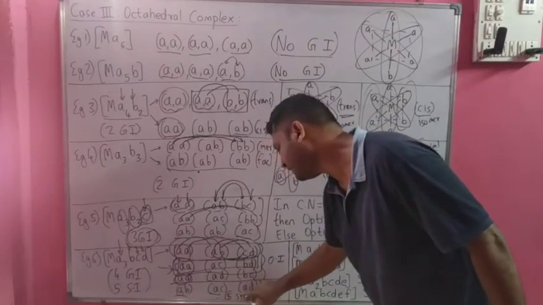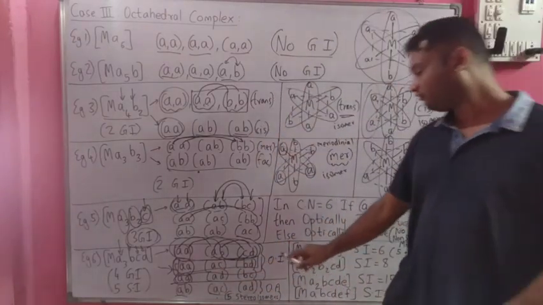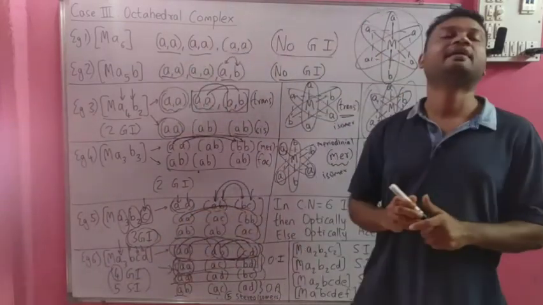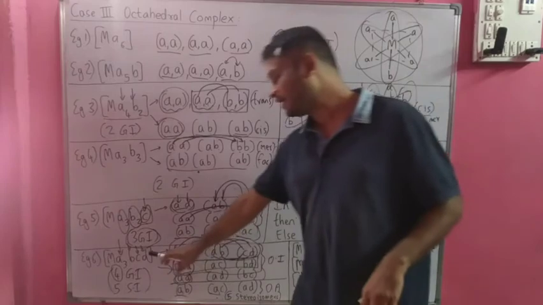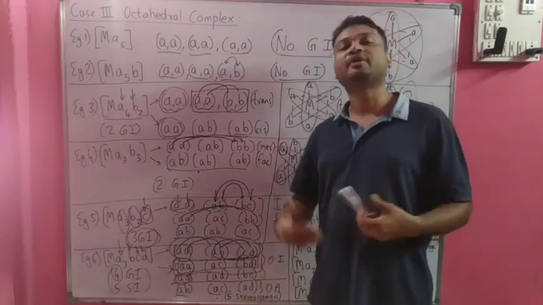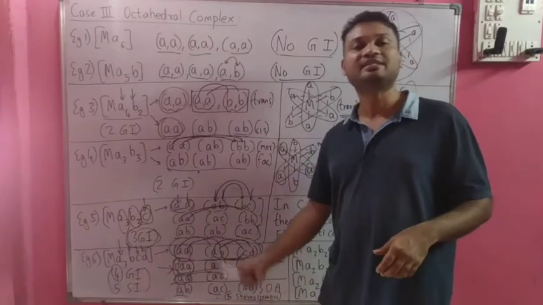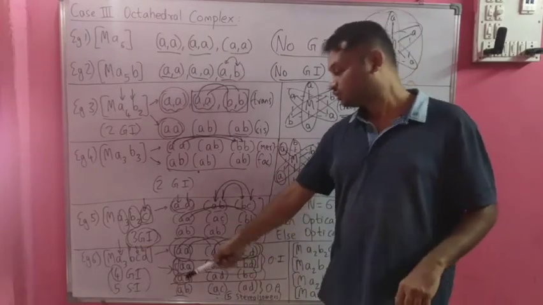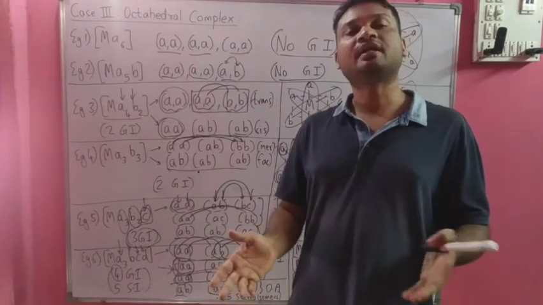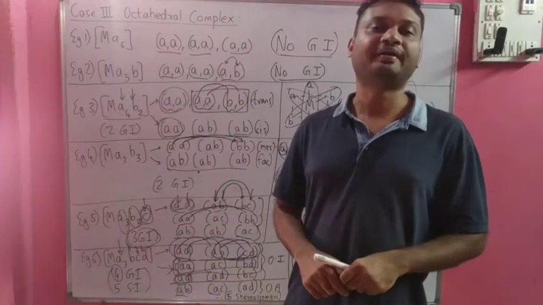So AB, AD, AC. So in all we have four geometrical isomers which are possible. So four geometrical isomers are possible in case of MA3BCD. If you do any other permutation combination, you will land up with these four sets itself. So in all, four geometrical isomers are possible. So this is the general method to find the number of geometrical isomers.